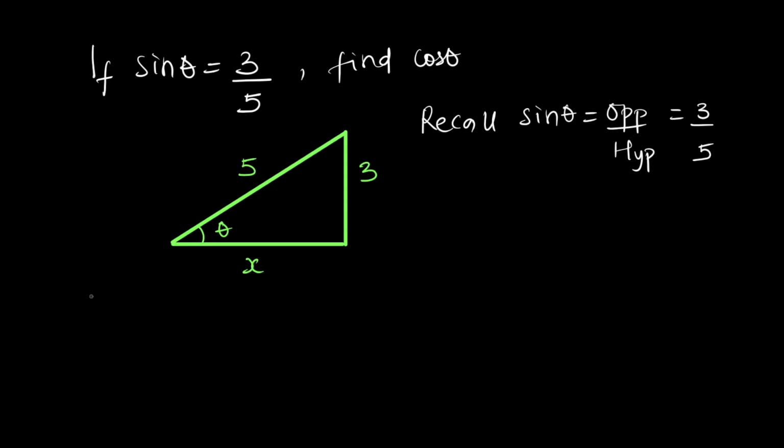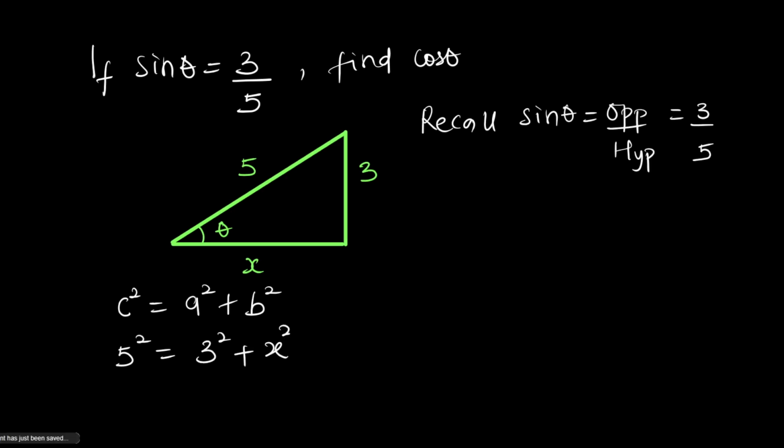Now from Pythagoras theorem, we have that the longest side, which is C squared, is equal to A squared plus B squared. It therefore entails that our 5 squared will be equal to 3 squared plus x squared. We are going to make x the subject of formula by making it stand alone. This entails that our x squared will be equal to 5 squared minus 3 squared.